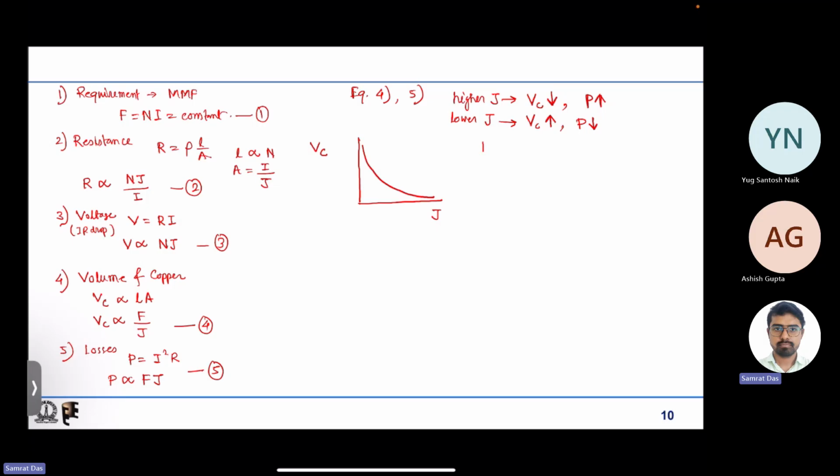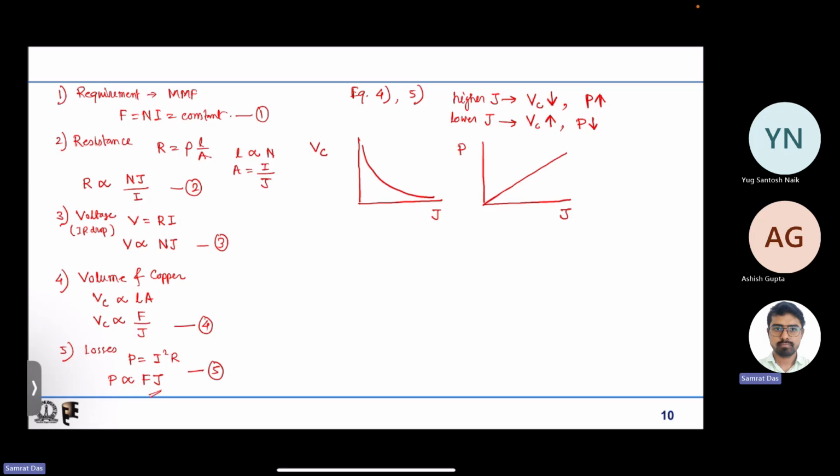Now let me plot the power loss versus current density. You can see that it is proportional to current density, so you get some straight line. That is, if you have low current density, then no current, then zero power. If you increase the current density, then your copper loss keeps increasing.